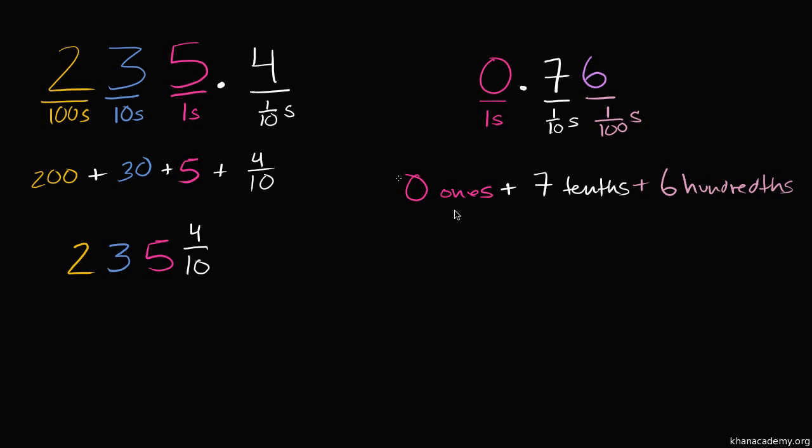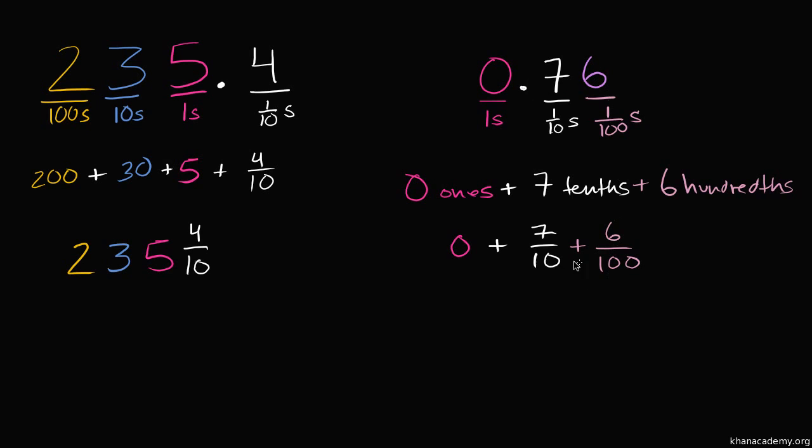Or we could write this as 0 plus 7 tenths. Let me write that a little bit neater. Plus 7 tenths plus 6 hundredths, 6 over 100. So you could write this 7 tenths plus 6 hundredths is exactly what this is. You could say this is 0 ones, 7 tenths, and 6 hundredths.